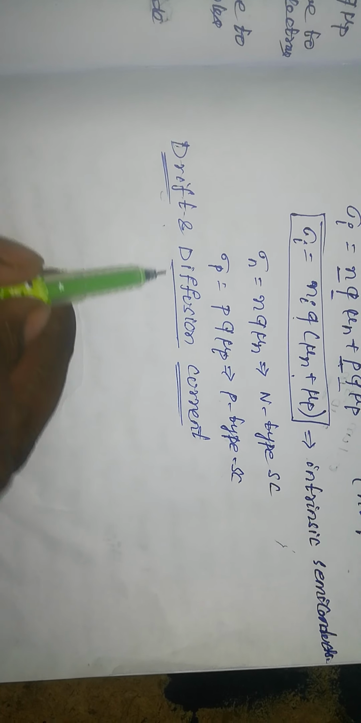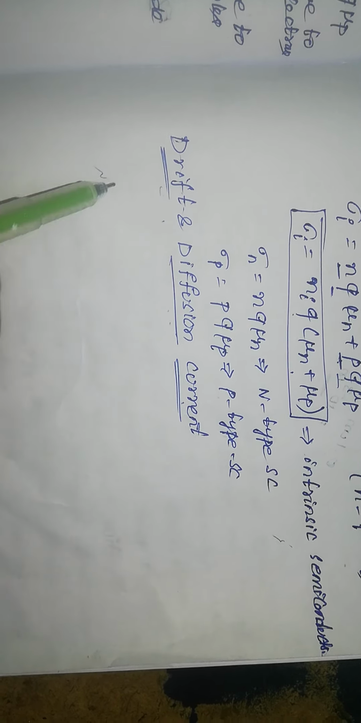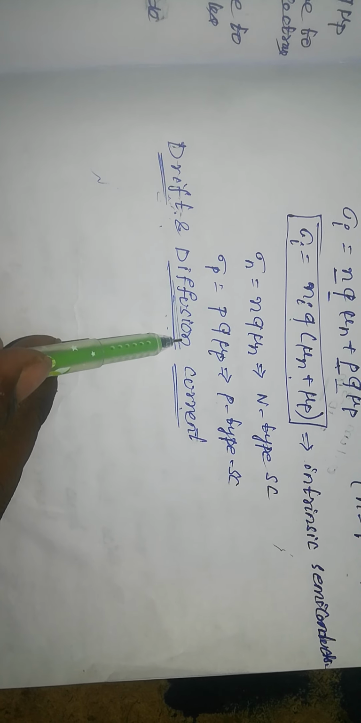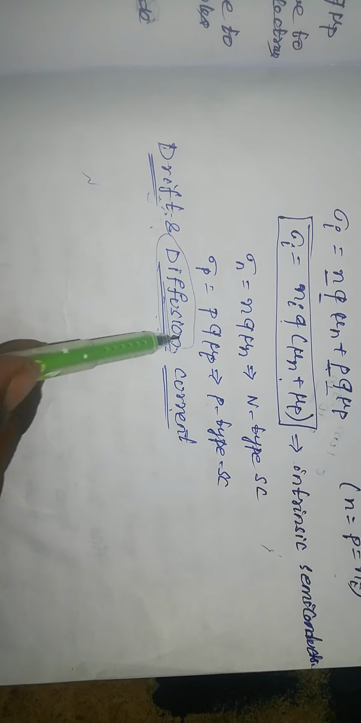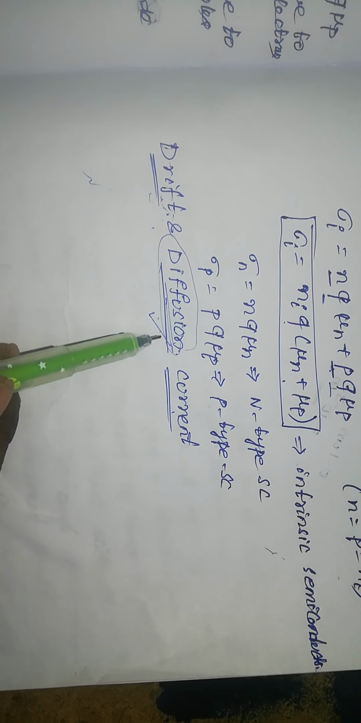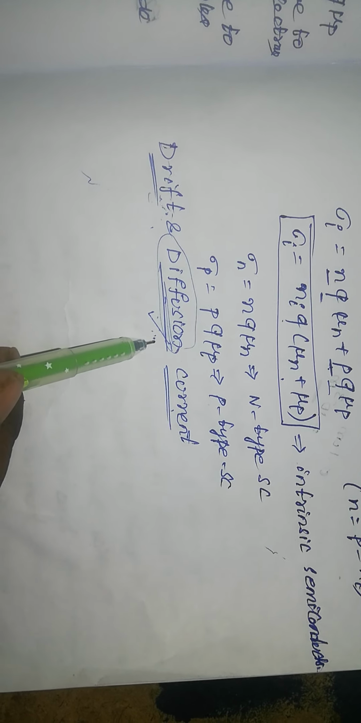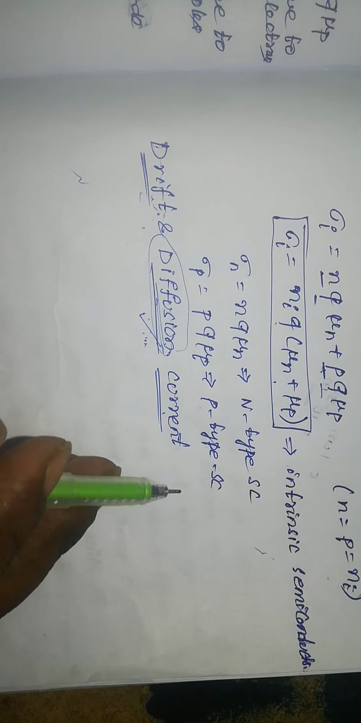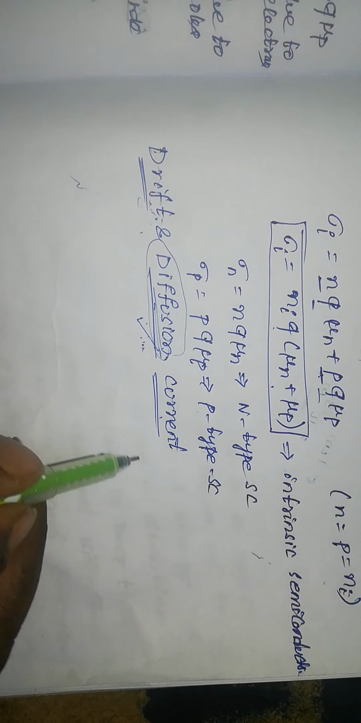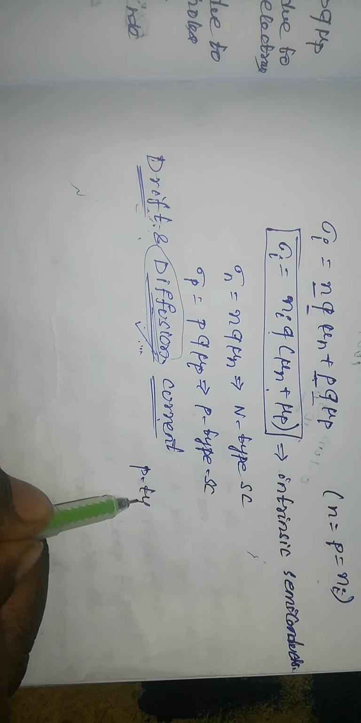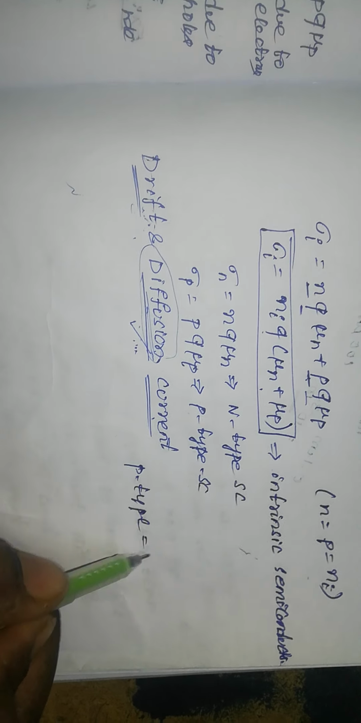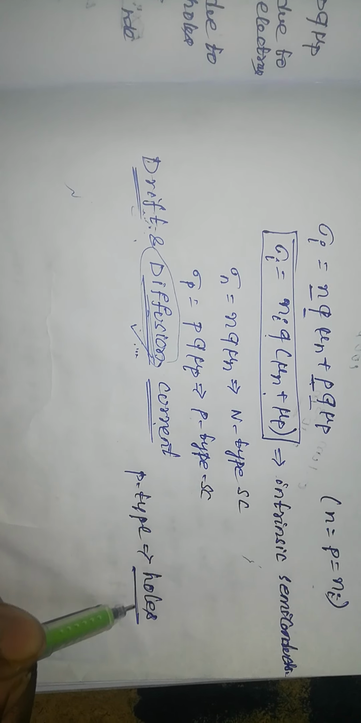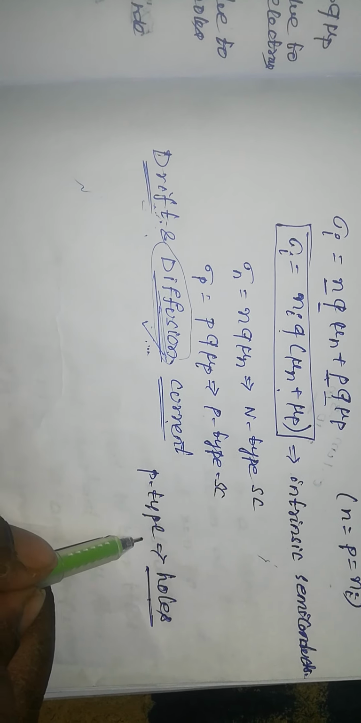So what is meant by drift and diffusion current? Before knowing what drift current is, we have to know what diffusion current is. The diffusion current occurs due to concentration gradient. So what is meant by concentration gradient? If a material has some majority carriers, suppose I have a p-type semiconductor, in a p-type semiconductor the majority carriers are holes. These holes will try to move towards the n side.